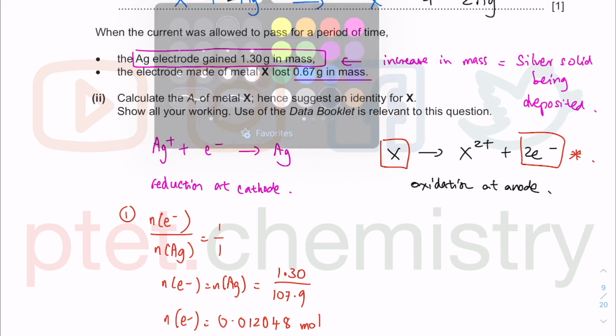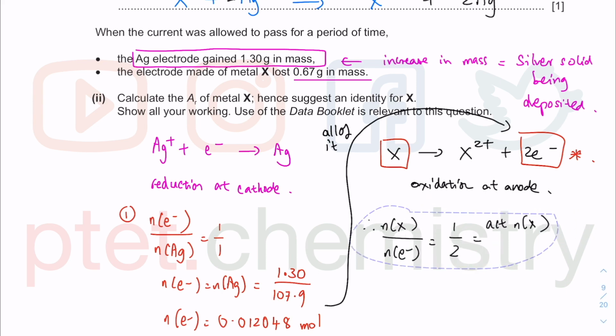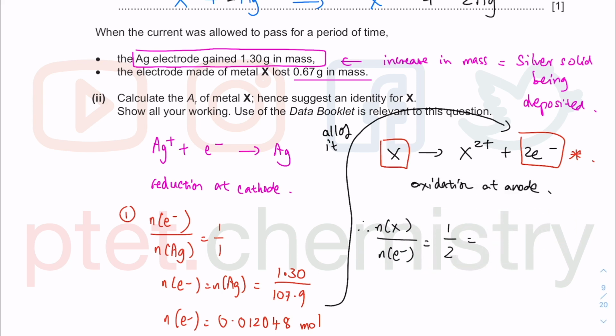Be very careful, all of these electrons go to here, all of it. So therefore the mole of X to the mole of the electrons is going to be 1:2. So the actual mole of X is going to be the mass over Ar, so that's the 0.67 gram that you lose from the metal X, divided by the Ar of X, that is the mole of X, divided by the mole of the electrons that get transferred onto the silver plus. So you get 0.012048.